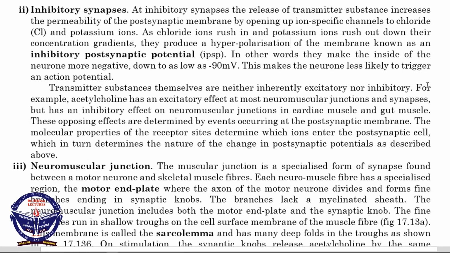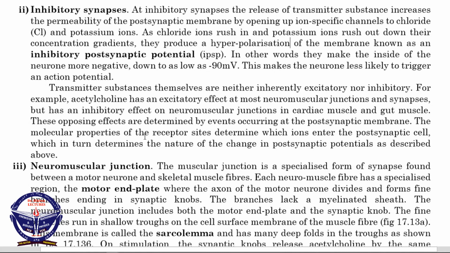The example given here is acetylcholine. Acetylcholine has an excitatory effect at most neuromuscular junctions and synapses, but has an inhibitory effect at neuromuscular junctions in the cardiac muscles and gut muscles. So you see that acetylcholine, which is excitatory at most neuromuscular junctions and synapses and is the most widely used neurotransmitter in the body, is inhibitory when released at cardiac muscles and gut muscles. So these opposing effects are determined by events occurring at the postsynaptic membrane.